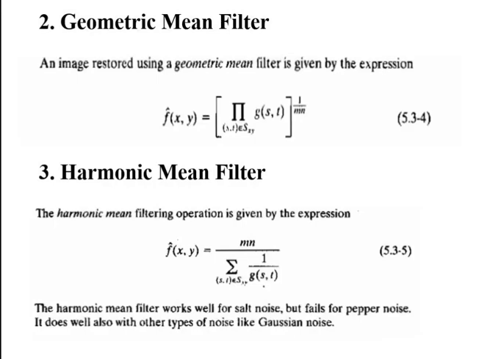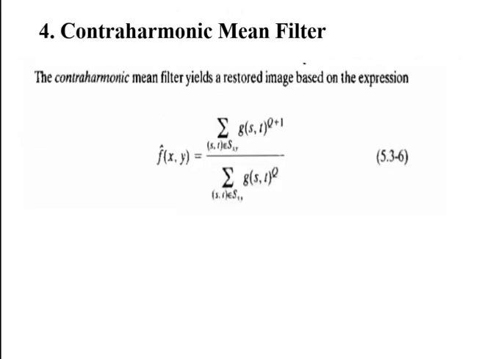This figure shows an 8-bit X-ray image of a circuit board, and figure B shows the same image but corrupted with additive Gaussian noise of zero mean and variance of 400. For this type of image, this is a significant level of noise. Figures C and D show, respectively, the result of filtering the noisy image with an arithmetic mean filter of size 3 by 3 and a geometric mean filter of the same size.